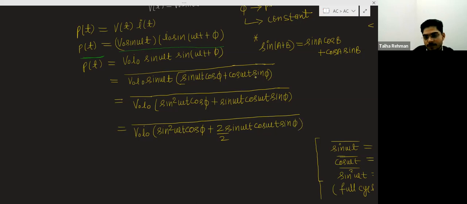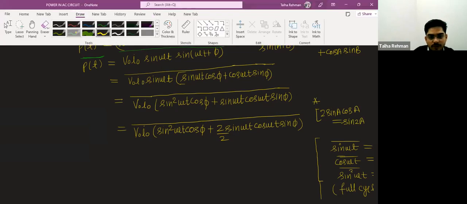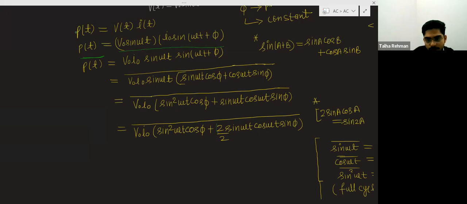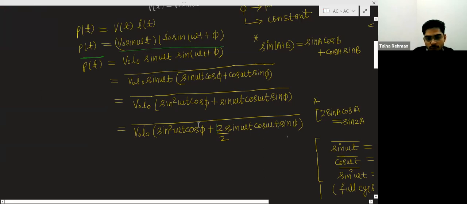Okay. There is one formula that you should remember. 2 sine A cos A can be written as sine 2A. This is a formula of trigonometry. So we will use this formula here. See this portion: 2 sine omega t cos omega t. We can write it as sine 2 omega t from this formula.